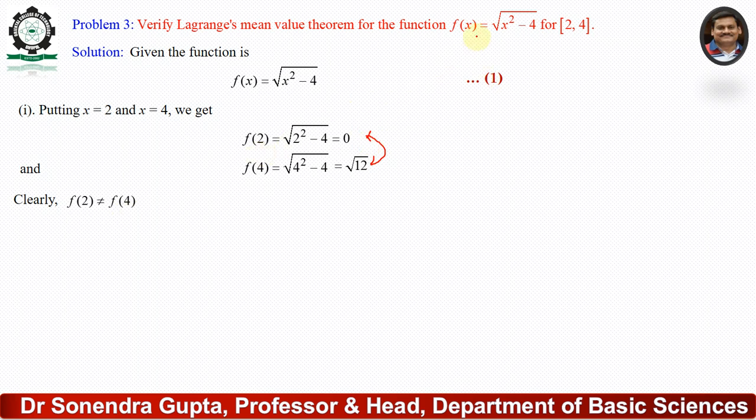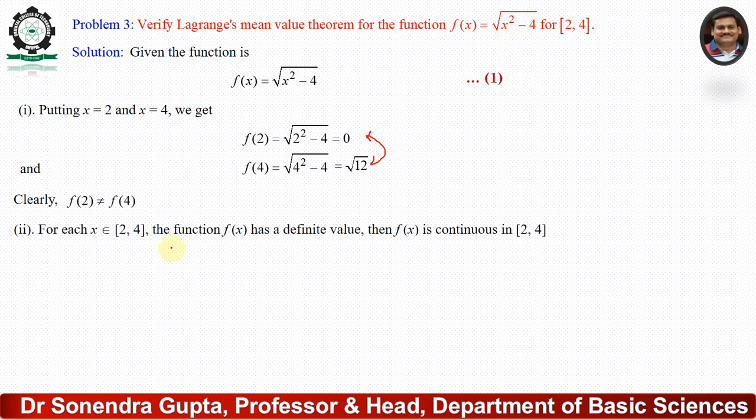Now in the second condition, under root x square minus 4, if we put any value from the closed interval [2, 4] in the function under root x square minus 4, it will always give a definite value. Therefore the function f of x is continuous in the closed interval [2, 4]. Now the third point, f of x equal to under root x square minus 4. Now we can differentiate the under root x square minus 4, which is equal to 2x upon 2 under root x square minus 4, that means x upon under root x square minus 4.